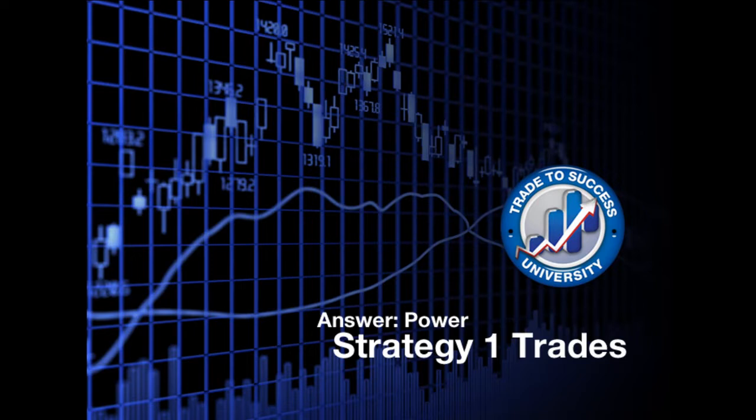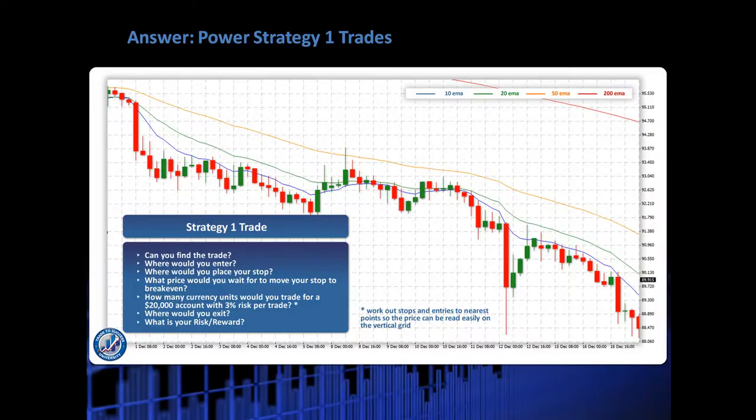To go over the answer to the Power Strategy 1 question on the previous page, let's take a look at the chart in question. So here's the chart. It's a Strategy 1 trade, so we know that the C to D leg is going to be agreeing with the trend. Can you find the trade? Pause the video and see if you can find the trade.